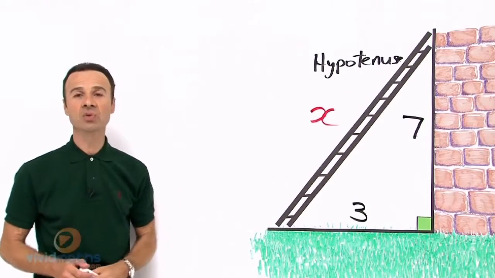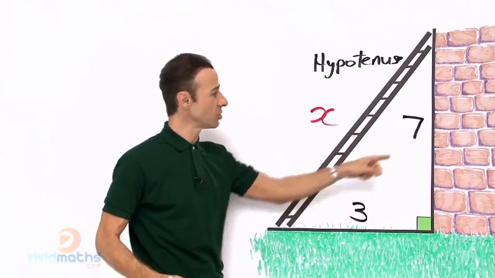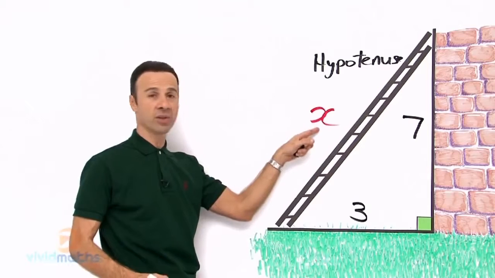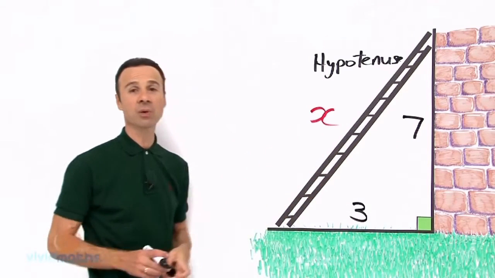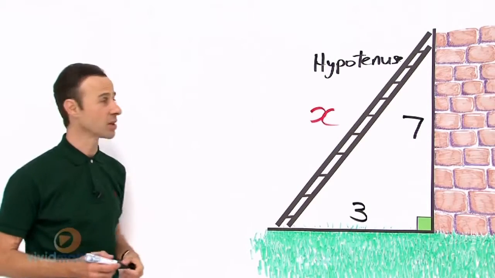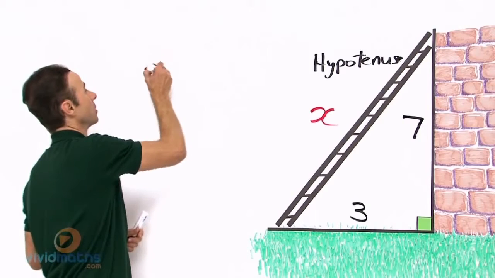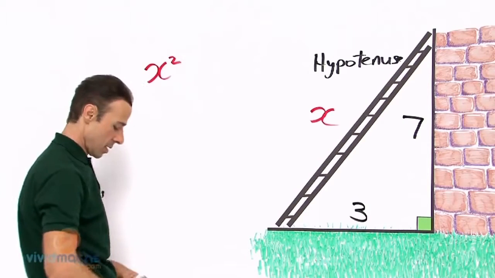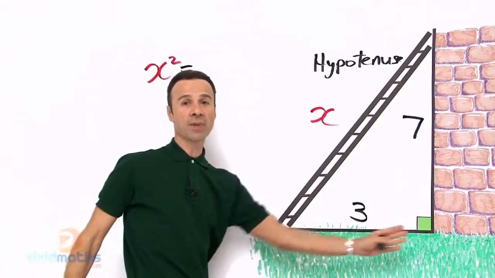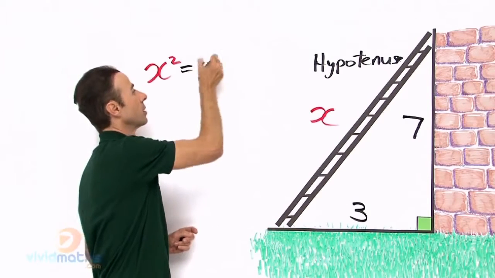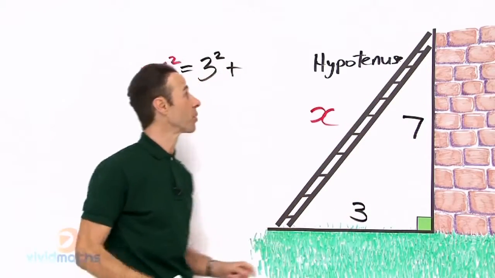So now let's write down the Pythagorean equation. The two side lengths squared and added always equal the hypotenuse squared. So let's write down the equation. First we'll write down the x. We have x squared, and that equals 3 squared for that length, plus 7 squared for that length up the wall.